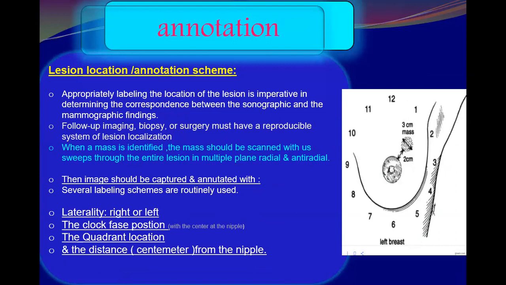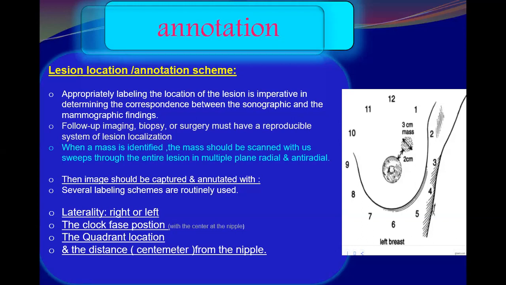Appropriate labeling of the lesion location is imperative in determining the correspondence between sonography and mammographic abnormality. Also, the follow-up imaging, biopsy, and surgery must have a reproducible system of lesion localization. It is essential to label the location of the lesions.